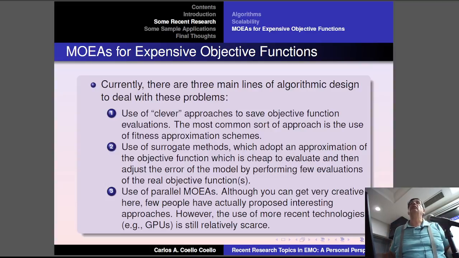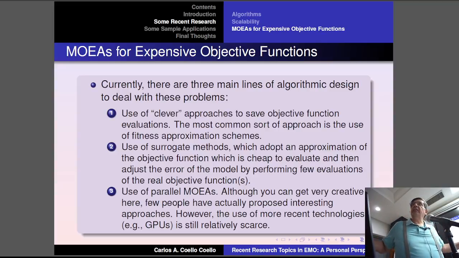Surrogate methods construct a function that approximates the original objective, but is cheap to evaluate, computationally speaking. The problem with this is they normally have a large error, and also they are limited in dimensionality. Normally, surrogates can work only for low dimensionality, no more than 10, perhaps 15 decision variables.